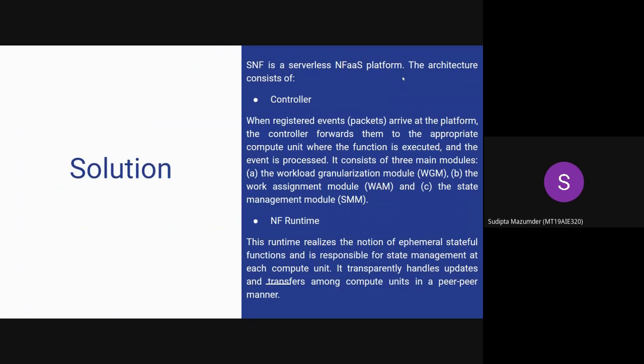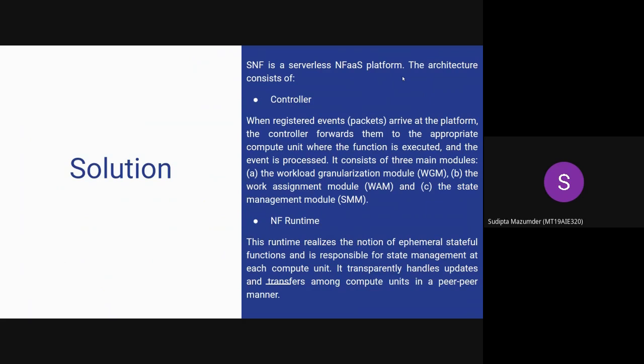So, coming to the solution, SNF is basically a serverless NFaaS platform. The architecture comprises two parts, the controller and the NF runtime. As we know, information currently travels in the network in the form of packets. Once these packets arrive, the controller is going to take them up, move them to the compute unit where the function is executed, and get them processed.